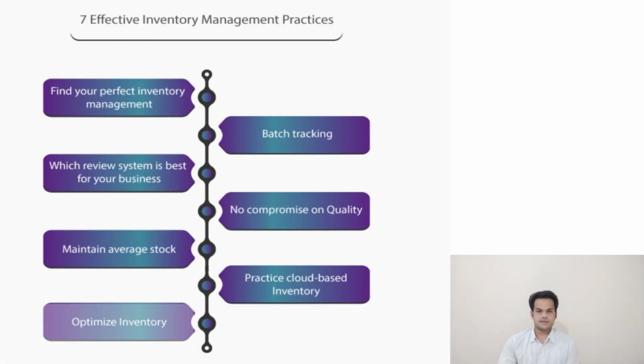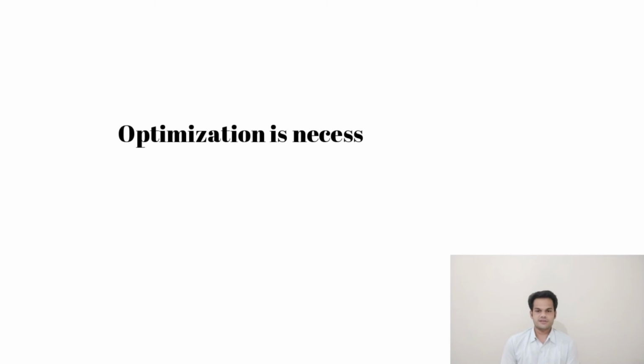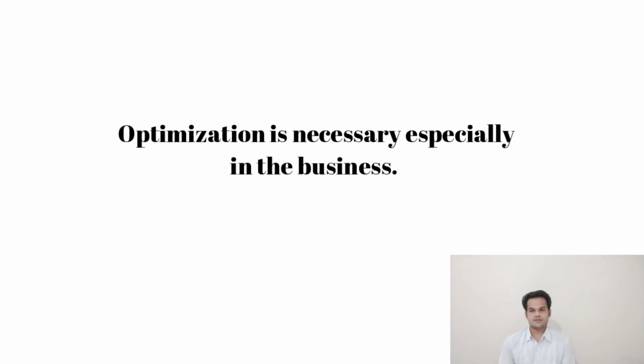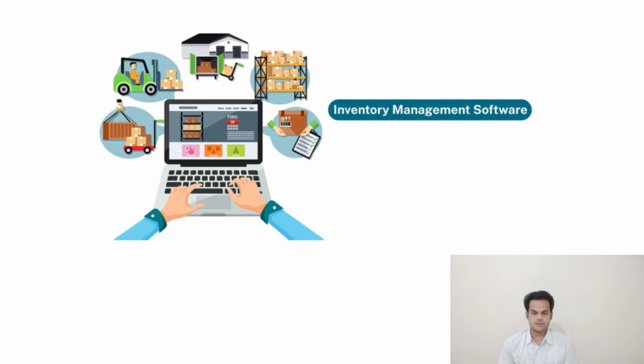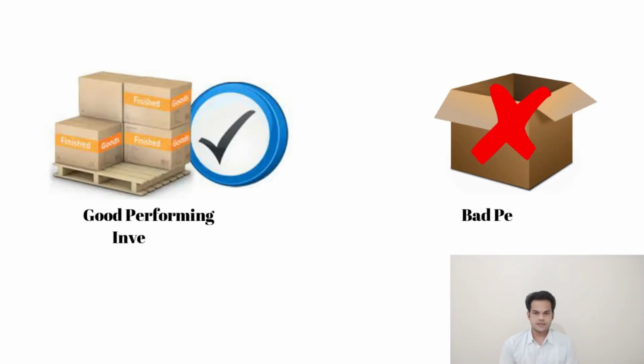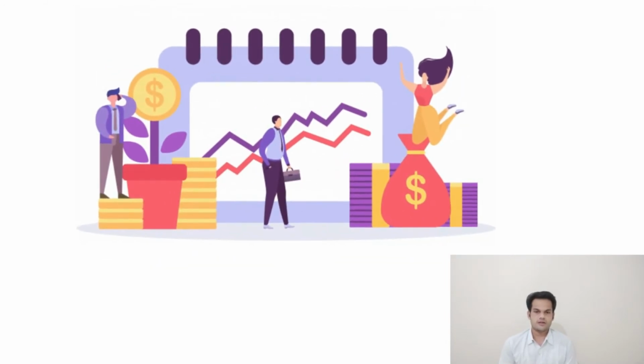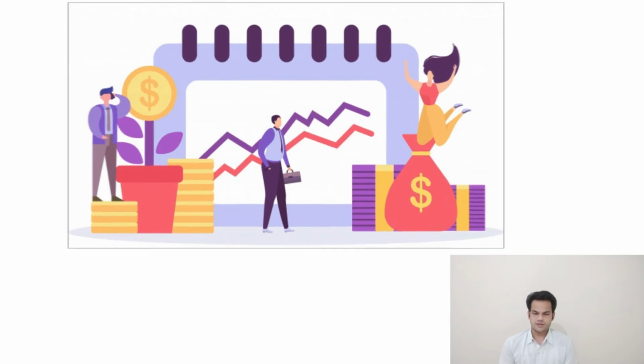Second one is optimize inventory. Nowadays, optimization is necessary, especially in business. The inventory management software plays an important role in tracking information. One can retrieve data such as which are good performing inventory and which are not. If someone masters this software, he can also gain information for business growth.